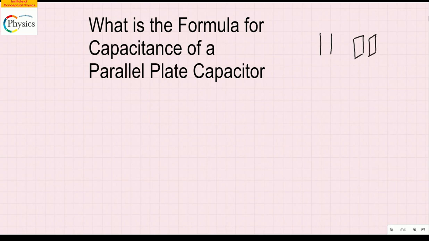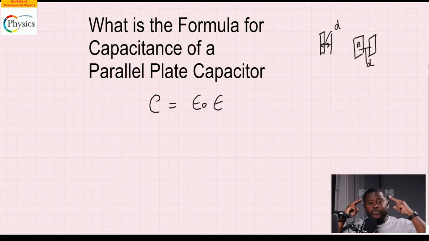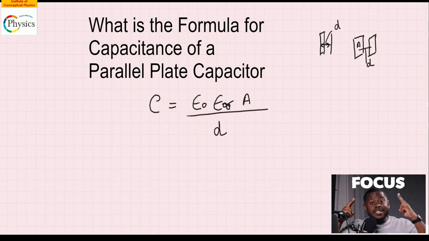The area of this plate is A, and the separation between the two plates, which are like this, two plates, is D. So the separation between the two plates is D. Let me just write the complete formula. The capacitance is given by epsilon naught, epsilon R, A divided by D. Now I will explain each of the terms.